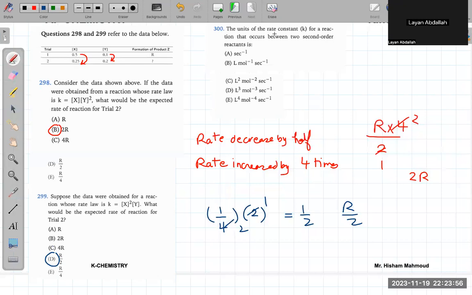Okay. The units. The unit of the rate constant for a reaction that occurs between two second order reactants. So one is x squared and one is y squared. What is the units?